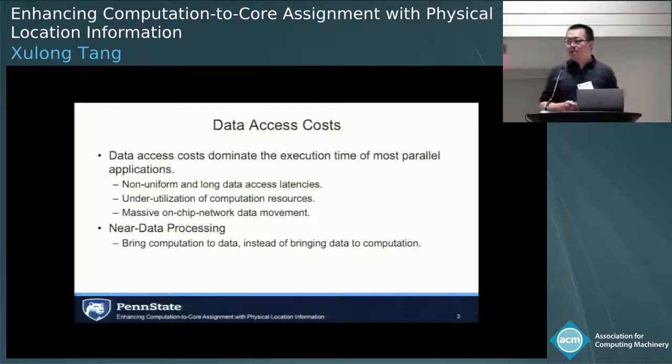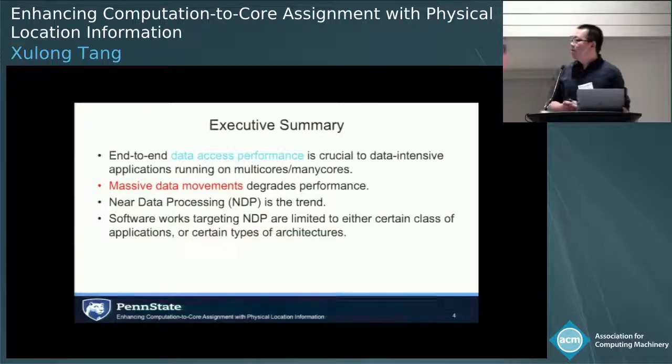One way to alleviate this problem is that people are reinvestigating an execution paradigm which was proposed decades back. It is called near data processing. The essential idea of near data processing is to bring computation to the place near the data instead of the other way around. In this paper, we're motivated by the observation that end-to-end data access performance is very crucial to data-intensive applications running on many-core systems. And we found that the massive data movement on the on-chip network degrades the performance a lot. So near data processing is one of the keys to solve this problem.